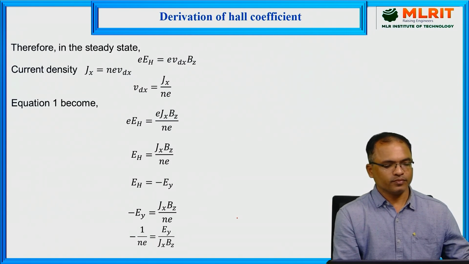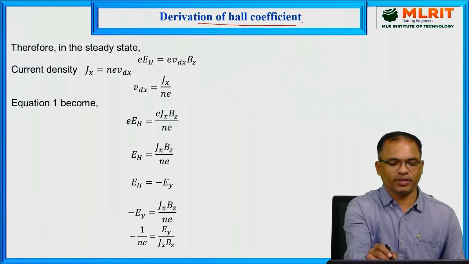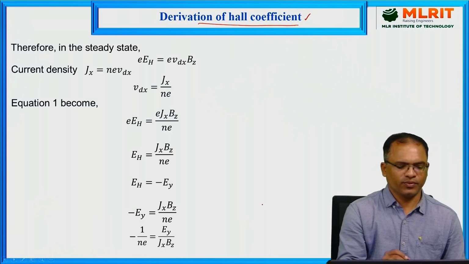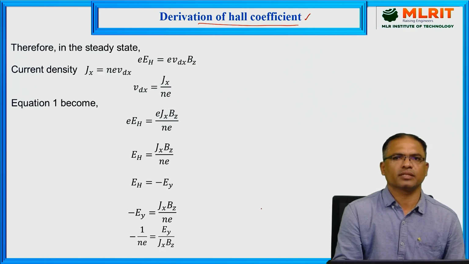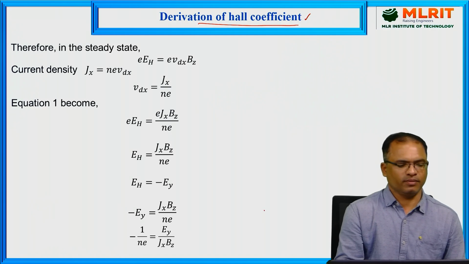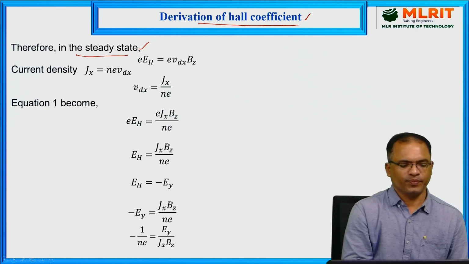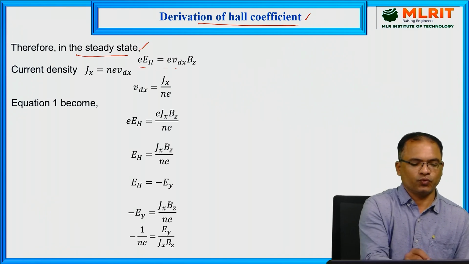Now, coming to derivation of Hall coefficient. To derive Hall coefficient, just now we discussed that two types of force act on the charge carriers. One is due to the applied electric field and the other one is due to the applied magnetic field. So, when these two forces are equal, when they are at equilibrium, then we have to equate those two forces.